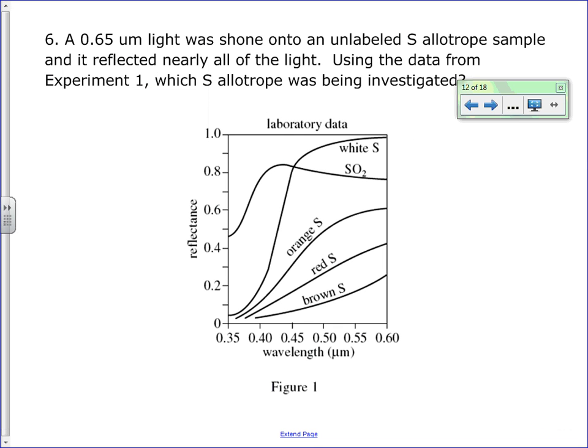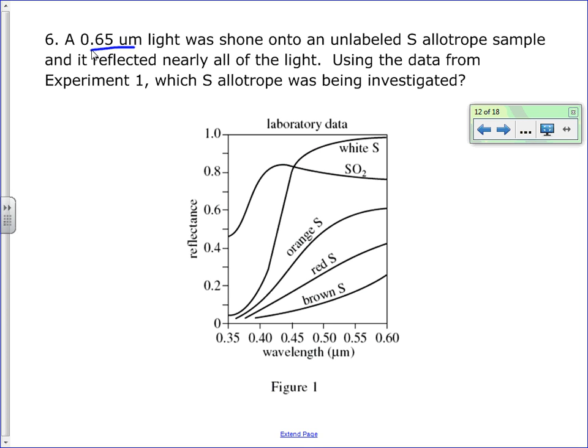All right, if we take a look at question 6. Question 6 says a 0.65 micrometer light was shown onto an unlabeled S allotrope sample, and it reflected nearly all of the light. Using the data from experiment 1, which S allotrope was being investigated? So we have this mystery sample, we shine on a light that's 0.65 micrometers, and it reflects nearly all the light. What is it and why?